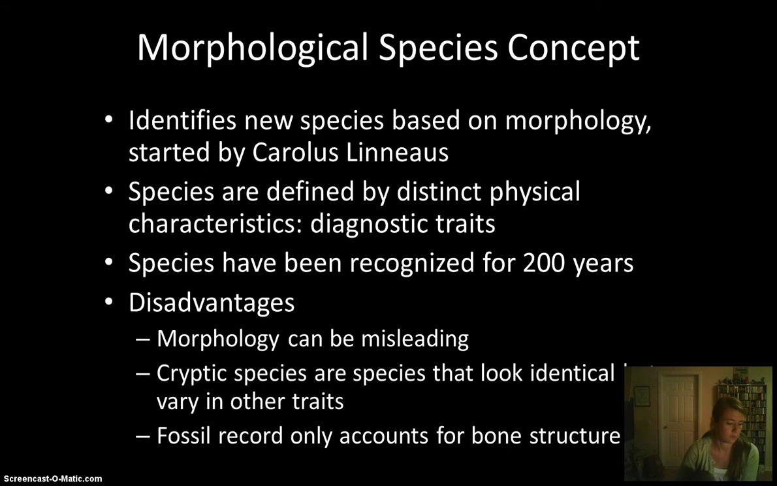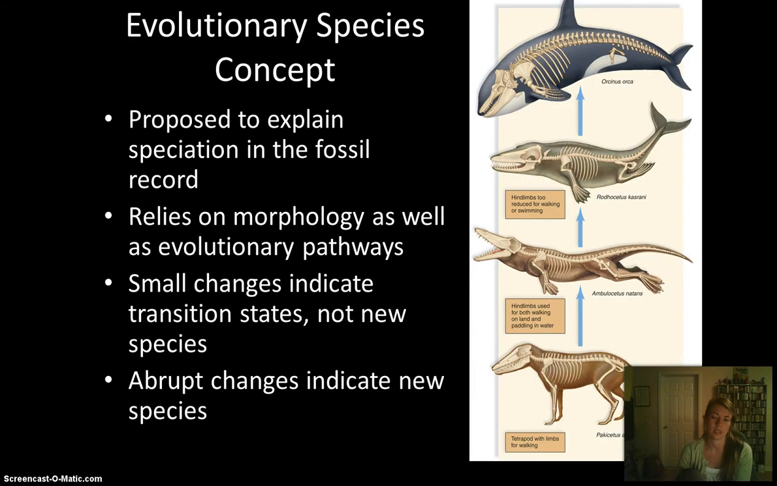The second species concept is the evolutionary species concept, and this was proposed to explain speciation in the fossil record. So this relies on morphology, but it also looks at evolutionary pathways. And so it says that small changes in the fossil record are just transition states. They're not new species. And so abrupt changes indicate new species.